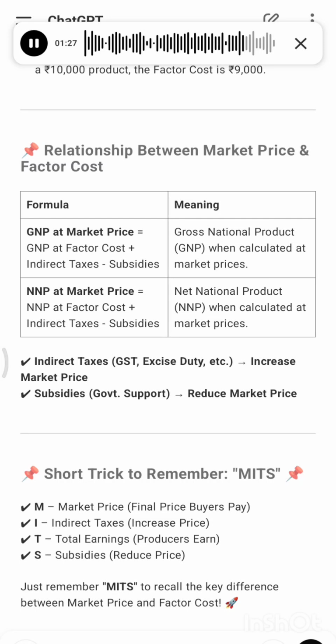Short trick to remember: market price is the final price buyers pay. I, indirect taxes, increase price. T, total earnings of producers. S, subsidies, reduce price. Just remember MITS to recall the key difference between market price and factor cost.